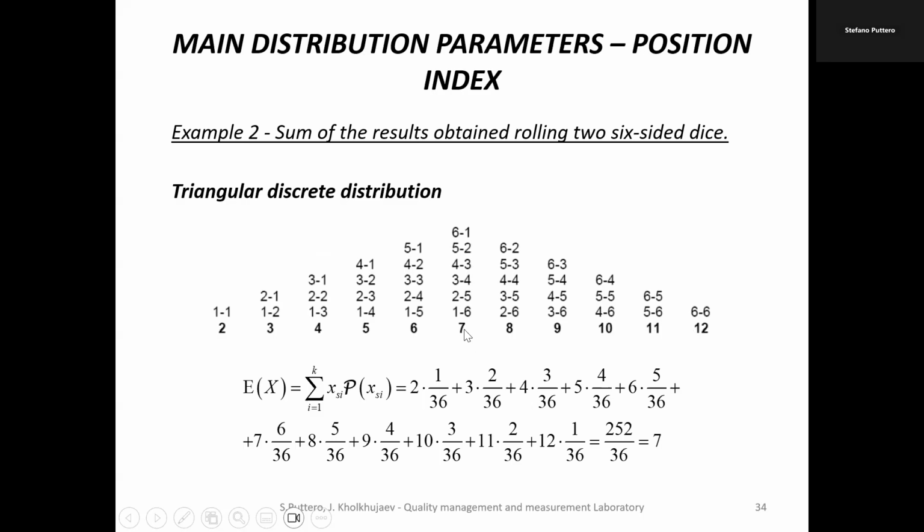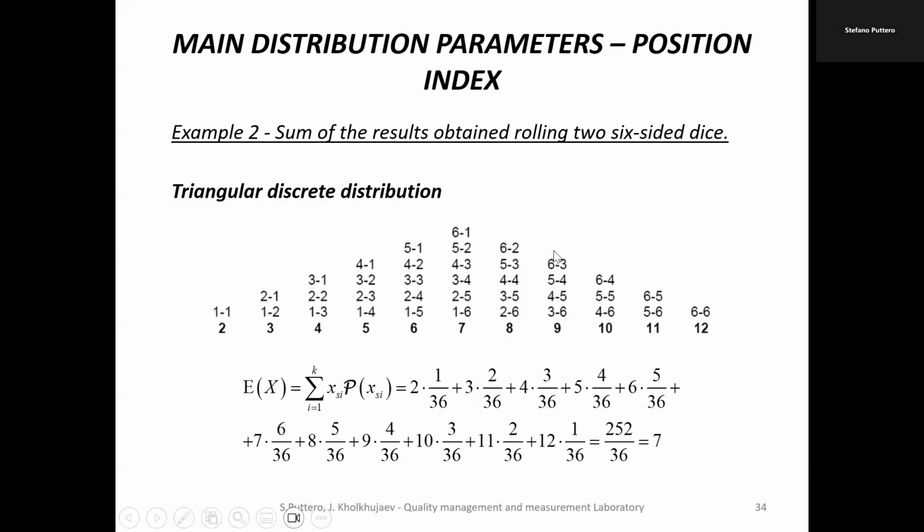For instance, we can have a sum of 7 of the two dice with the combination 6, 1, so 6 for the first die and 1 for the second one. 5 for the first one, 2 for the second one, and so on until 1 for the first one and 6 for the second die. Okay, just a recap of what we have already seen.